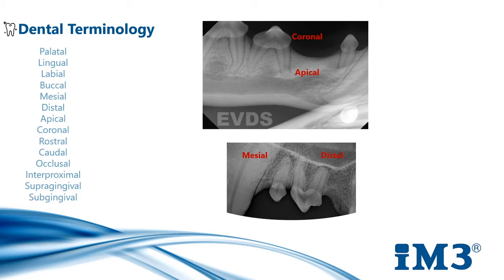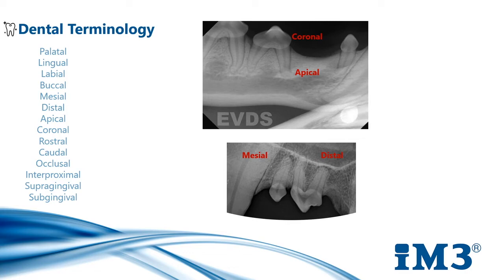Mesial is referred to towards the central incisor, and distal is referred to as away from the central incisor. Apical is towards the root tip, and coronal is towards the crown. When we describe rostral, we're talking about towards the tip of the nose, and caudal being towards the tail.